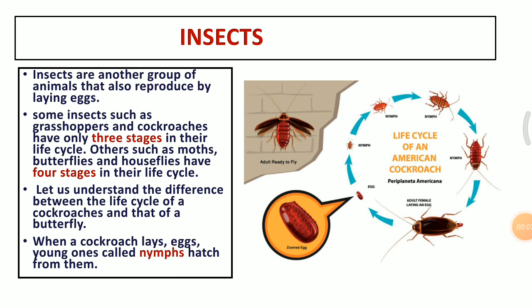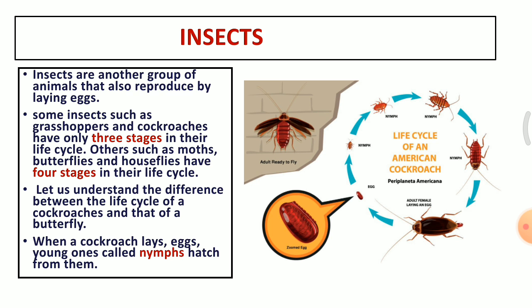The next one is insects. You know that insects are another group of animals that also reproduce by laying eggs. Some insects, such as grasshoppers and cockroaches, have only three stages in their life cycle. Others, such as moths, butterflies, and houseflies, have four stages in their life cycle.